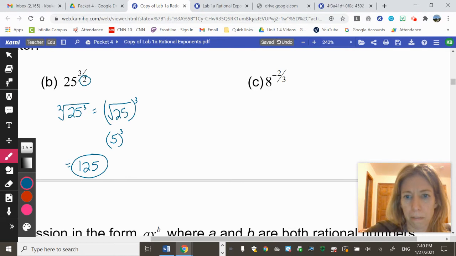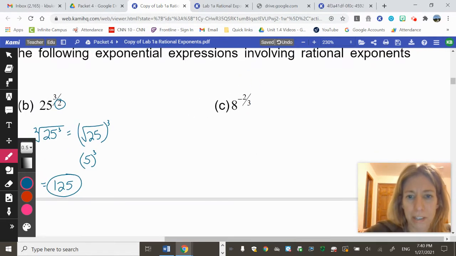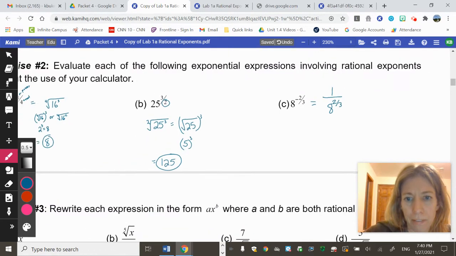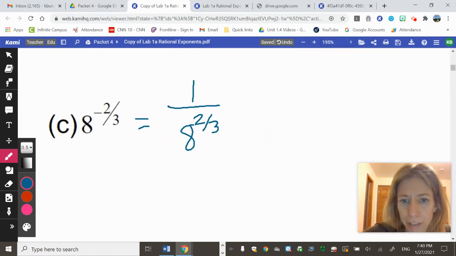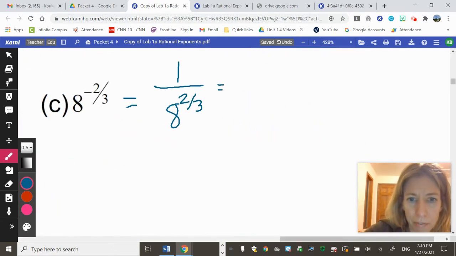All right, next one. This one's a little trickier because it's not only in fractional form, but we have that negative. Remember, as soon as I see a negative exponent, I'm just going to rewrite this as 1 over 8 to the positive 2/3. And I don't want to stop here. I'm going to put it in root form. So it's 1 over 8, the power is 2, and the root is 3.